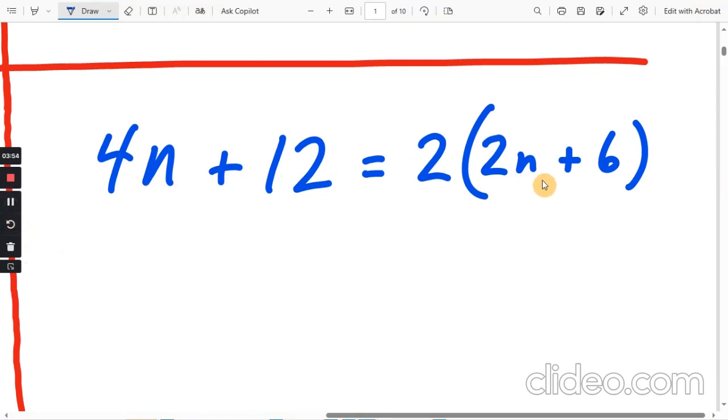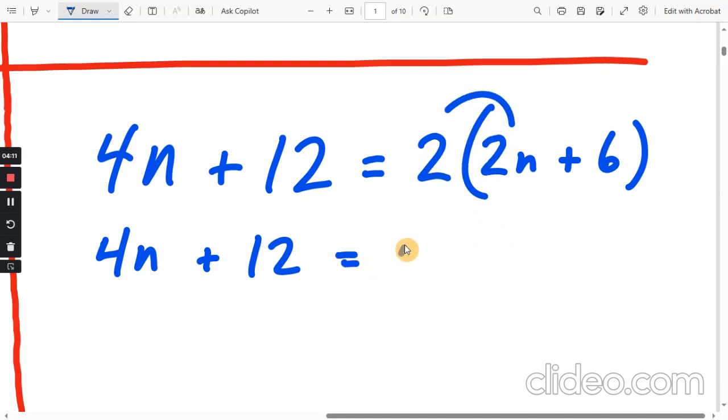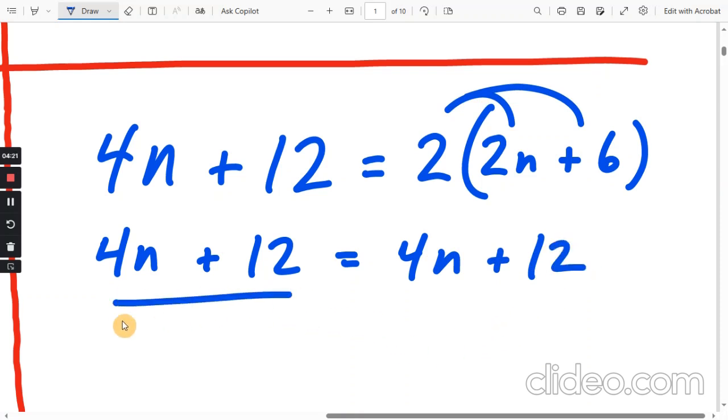All right, so here's an example. We're going to attempt to solve this for the variable n. We have the equal sign on the left-hand side. There's nothing we can combine. So we just do 4n plus 12. And distributing on the right, 2 times 2n is 4n, and 2 times positive 6 is positive 12. So as you can see, we have the exact same expression on both sides of the equal sign. No matter what you plug in for n, it's going to be equal on both sides.